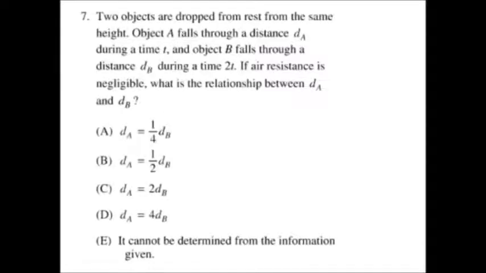Two objects are dropped from rest at the same height. Object A falls through a distance dA during time t. Object B falls through a distance dB during time 2t. If air resistance is negligible, what is the relationship between dA and dB?